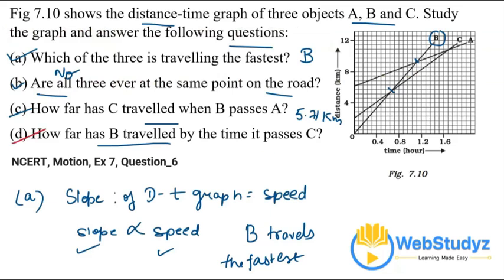So let's see all the answers once again. First was which was traveling the fastest. So the answer is B. Are all three ever at the same point on the road? So the answer is no, as there is no common point of intersection. How far has C traveled when B passes A? Answer is 5.71 kilometers. And how far has B traveled by the time it passes C? It is 5.14 kilometers. I hope you have understood the question well.